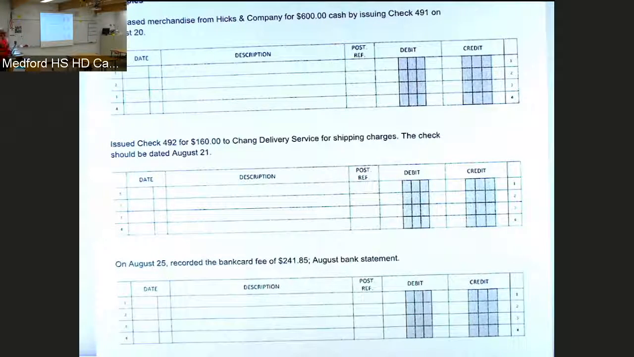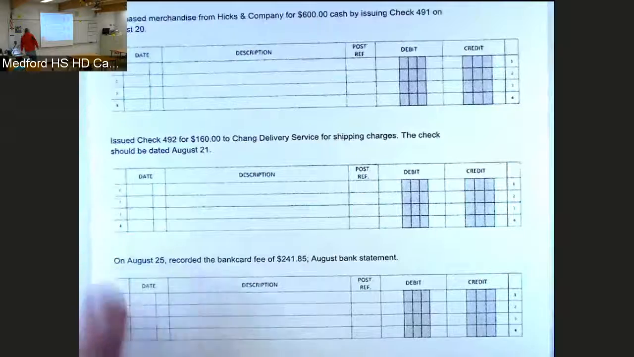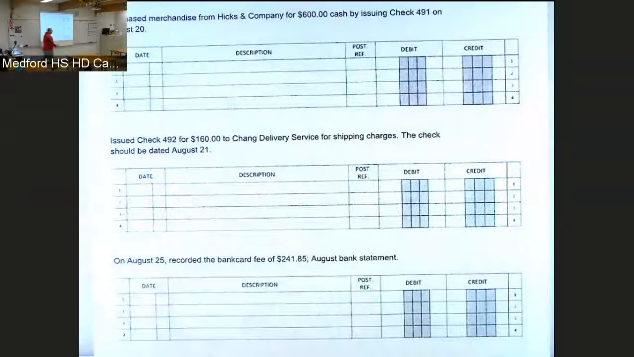All right, so the first example here that we have is recording the purchase of merchandise with a check. We've recorded already purchasing merchandise on account. Now this is just the other side of it. Pretty simple stuff, I think. Again, if we think through the process here, go back to Accounting 1 day.